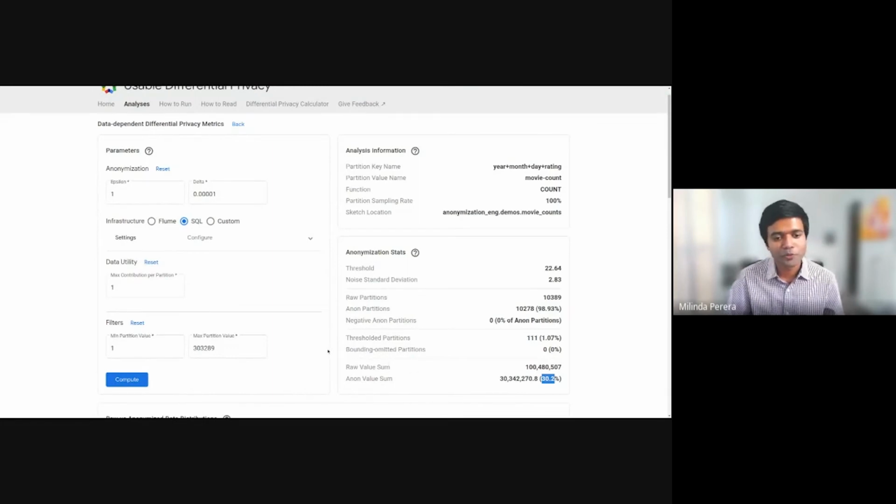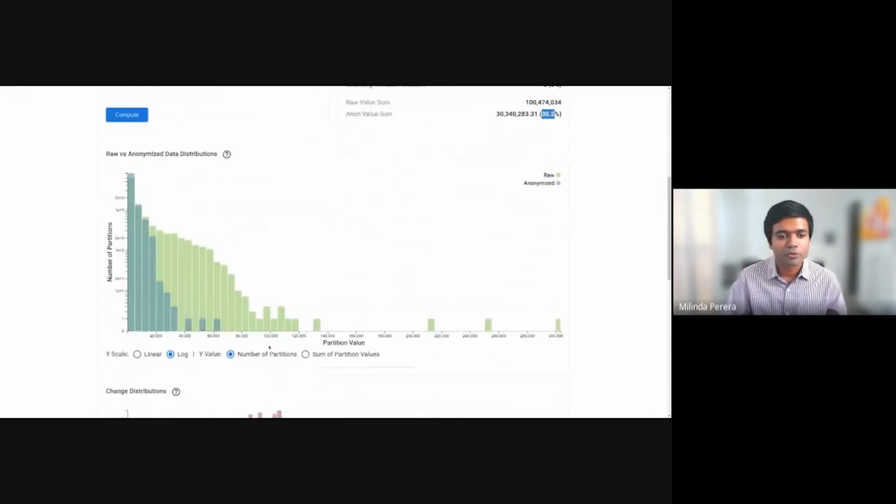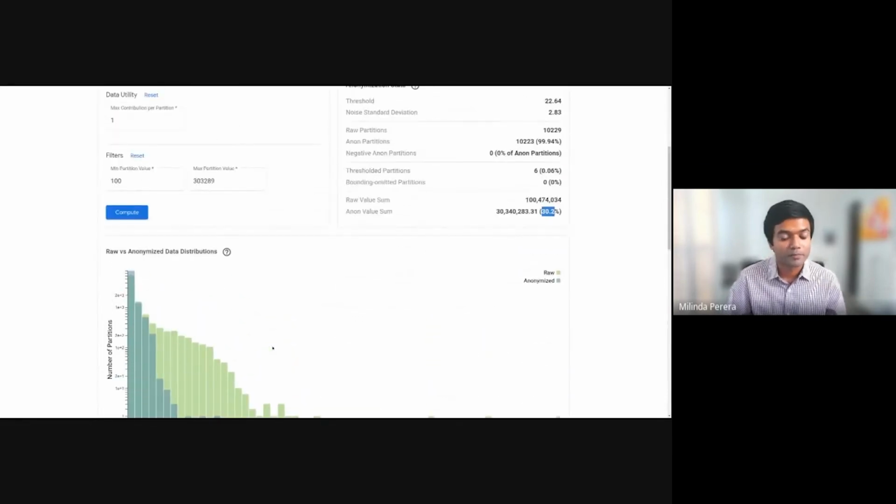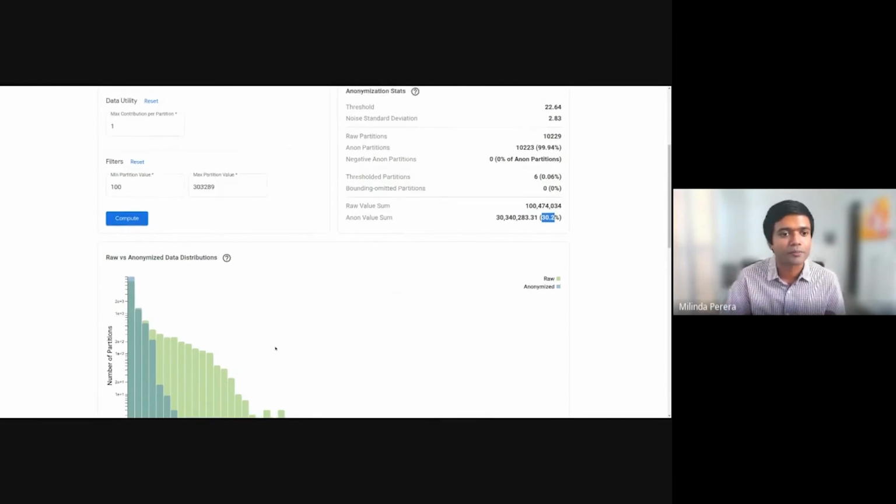So what do I do? The first thing I would do is say for my use case, I'm only interested in partitions with at least 100 as the movie count, the aggregate. So I can set that value here. I click compute, and you will see nothing changed. It's pretty much the same. I get to keep more partitions because I don't care about these low count partitions, but the accuracy loss is still bad. And if you look at the two distributions, they are pretty much identical to the previous one.